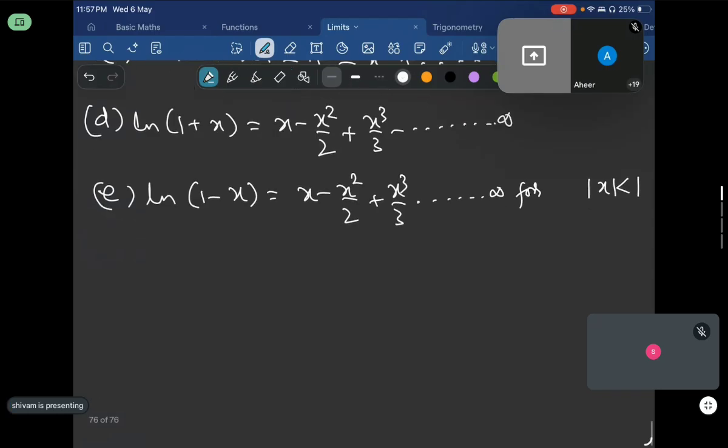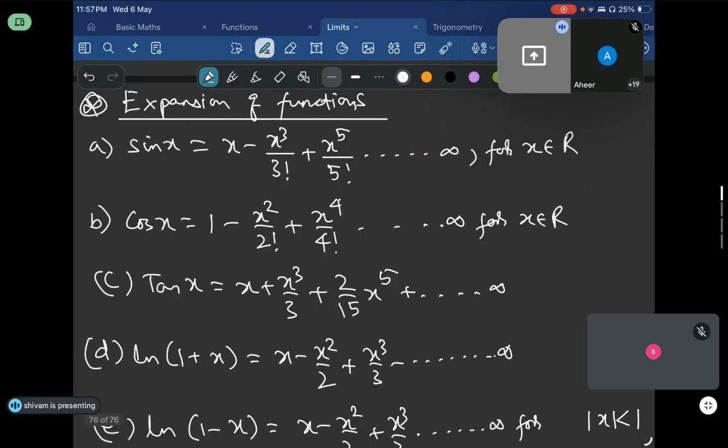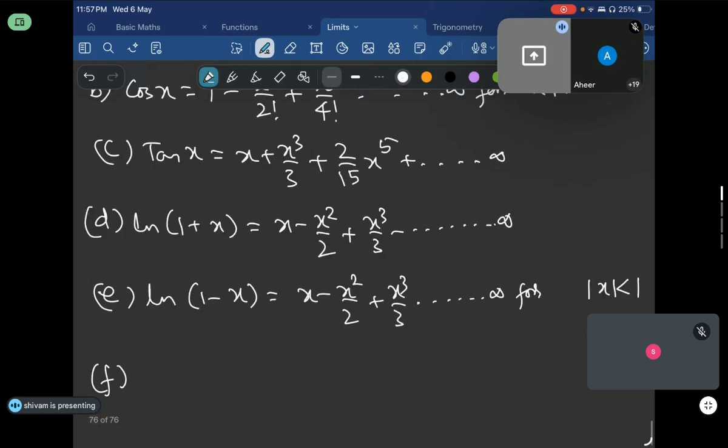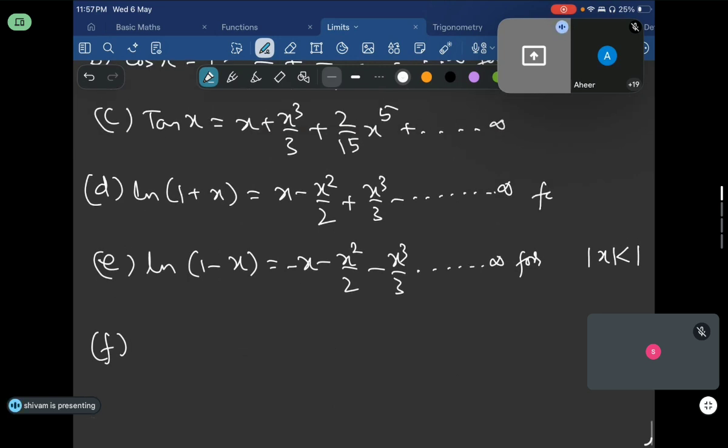Okay, next, f of x is 1 plus x. Wait a minute. A, b, cosine x, cos x, tan x, ln 1 plus x, ln 1 minus x. Wait, ln 1 minus x, I think I'm making a mistake. It will be minus x square by 2 minus x cube by 3. Okay, this is valid for mod x less than 1. This is also valid for mod x less than 1.